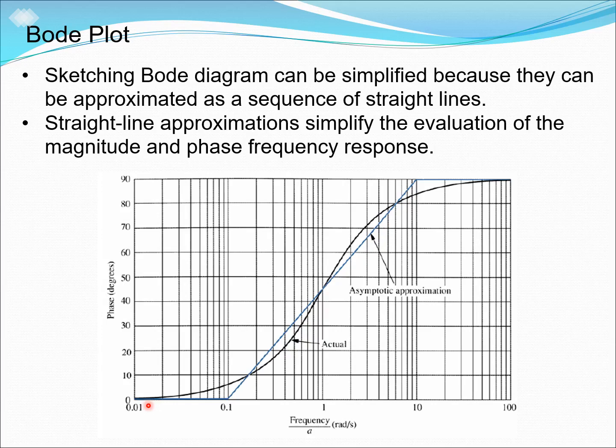So actually we start our drawing with an asymptotic approximation straight line. It simplifies our evaluation of magnitude and phase frequency response, and at the end we can also draw the actual curve of our frequency response.